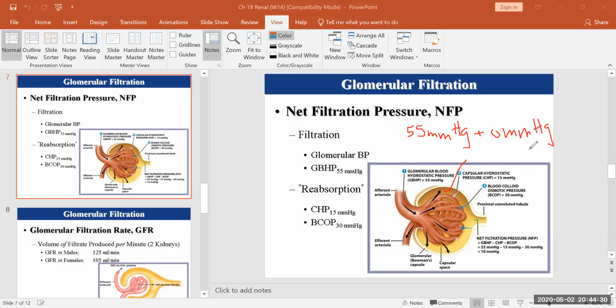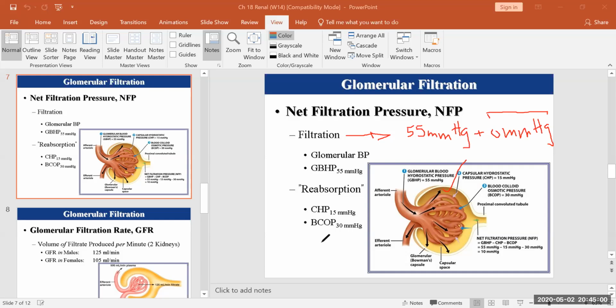For example, in a patient suffering renal failure, this component becomes significant, because then you have proteins leaking out from the glomerulus into the Bowman's capsular space, and then this becomes a significant number. But under healthy conditions, it's around 0, it's negligible. So those are the two pressures promoting filtration.